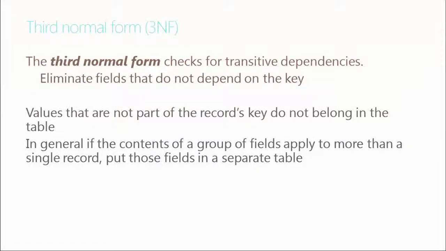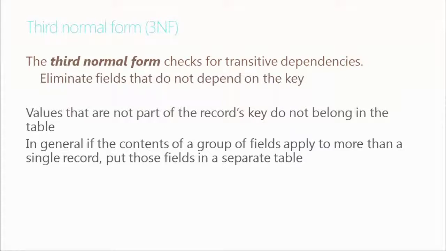Third normal form checks for what are called transitive dependencies. It eliminates fields that do not depend on the key. So I might have extraneous information in there that's not relevant, and I want to put that in a separate table. As part of the third normal form, when I'm massaging that data, we're going to make sure there are no columns in there that aren't directly related to that CD. And again, we'll show you that here.